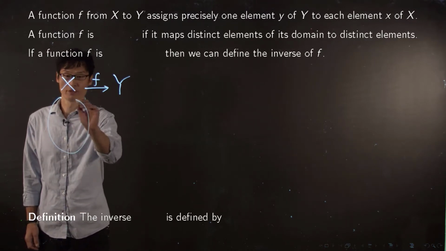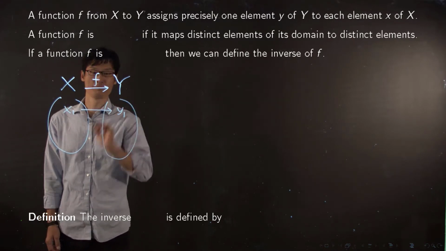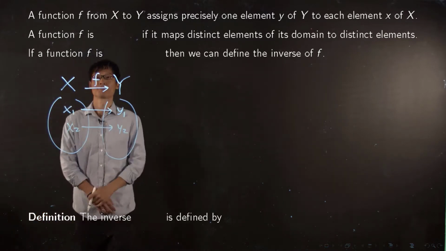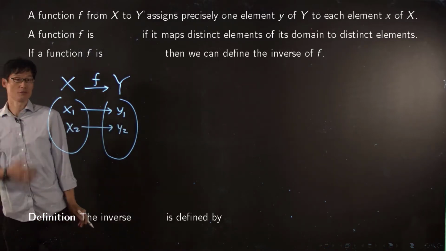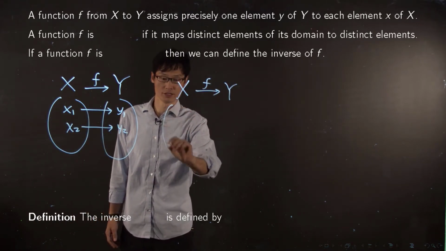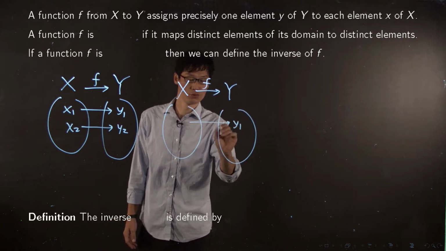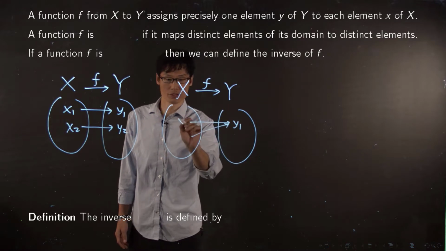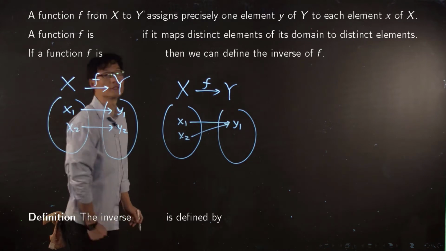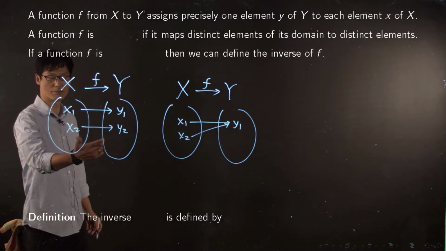So we have, say, x1, y1, x2, y2, and so on. Sometimes your function assigns the same value to distinct elements x1, x2 in the domain. This is still a function, but we want to say this is some nice function.